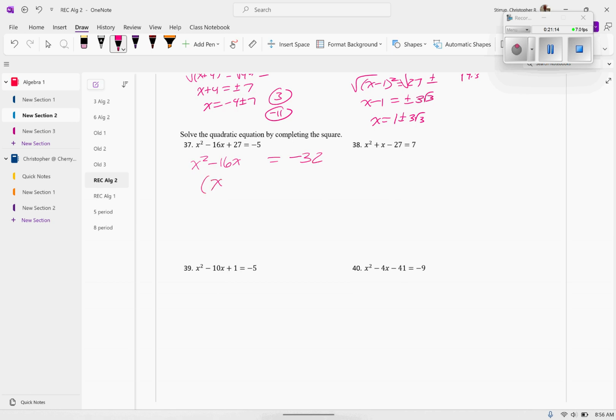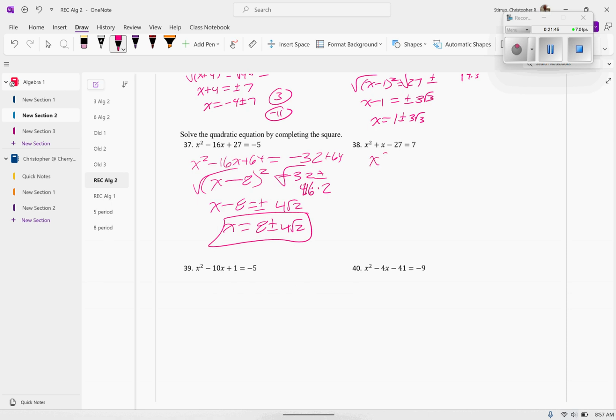I'm going to take half. Remember, this negative sign comes down. Half of 16 is 8. 8 squared is 64, so I'll add 64, add 64. So that's going to give me 32. Root. Don't forget the plus minus. x minus 8. 32 is going to break down to 16 times 2. So square root of 16 is 4, so I get 4 root 2. Add 8 to both sides. And we've just solved it.